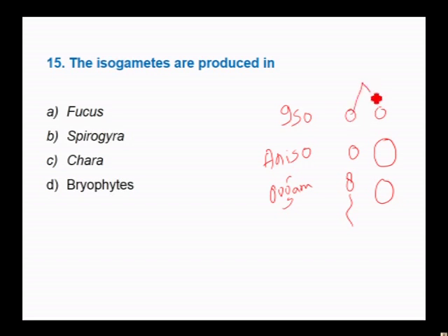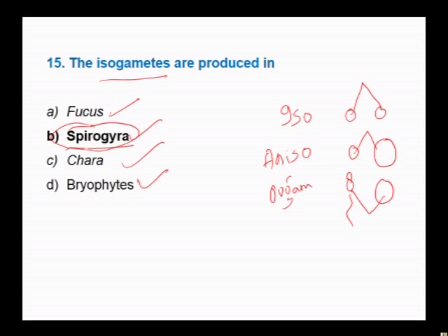The fusion of these isogametes is called isogamy. The fusion of anisogametes is called anisogamy, and the fusion of oogametes is called oogamy, which can be seen in higher plants and animals. Say isogametes: in Fucus, it is oogamy. Spirogyra, it is isogamy. Chara, oogamy. Bryophytes, oogamy. Therefore, isogametes can be seen in Spirogyra. Therefore, the answer is Spirogyra.